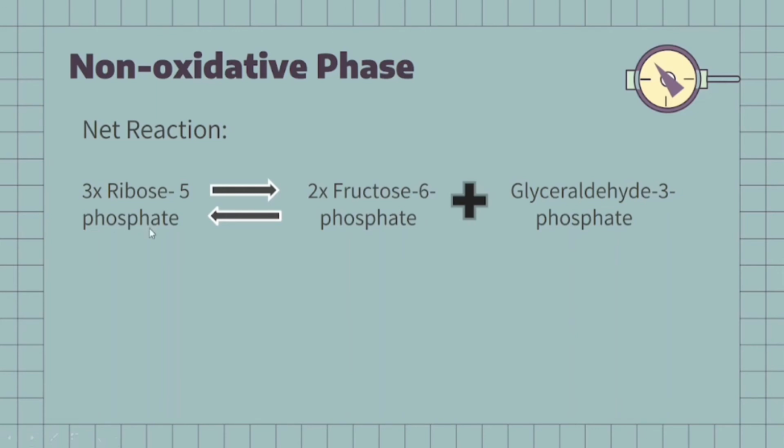3 ribose 5-phosphate. The 2 ribose 5-phosphate comes from the first process and the other one comes from the second process. And what we actually get is 2 fructose 6-phosphate plus glyceraldehyde 3-phosphate. These two are the glycolytic intermediates that can be transformed into glucose 6-phosphate.